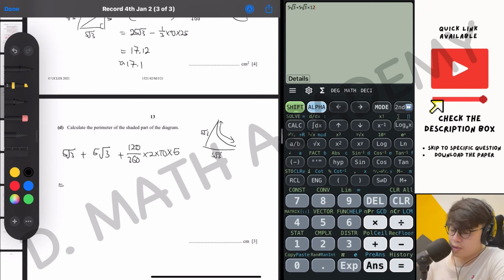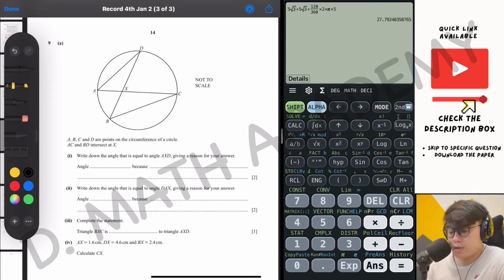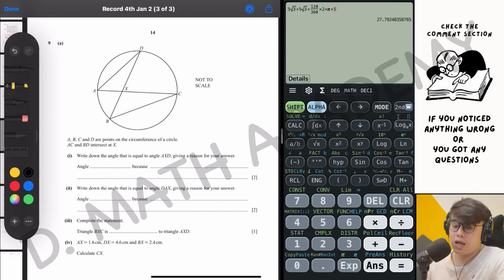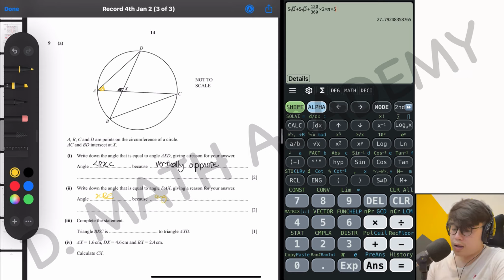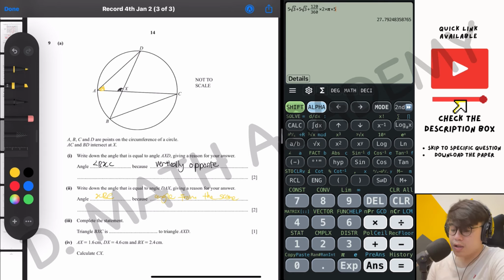Moving on to question 9. Write down angle that is equals to AXD. AX and D. That will be our angle BXC because it is vertically opposite. As for DAX, however, which they were referring to this, and then they wanted who else is the same as it, it will be X, B, and C. The reason behind is because it is angle from the same segment. Complete the statement. Triangle BXC is similar.